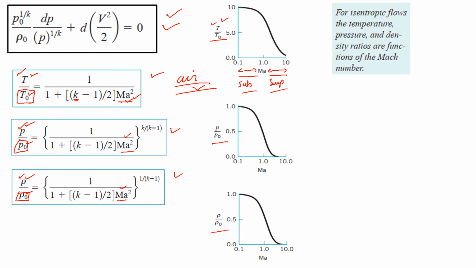So just as we said, for isentropic flows, the temperature, pressure, and density ratios are a function of Mach number, as you can see from the graph and from the equations as well. They are all a function of Mach number in the case of an isentropic flow. And this is what we want. We want to see the effect of temperature, pressure, and density in relation to the Mach number, because the Mach number tells us about the compressibility of the fluid. This is what we already discussed.